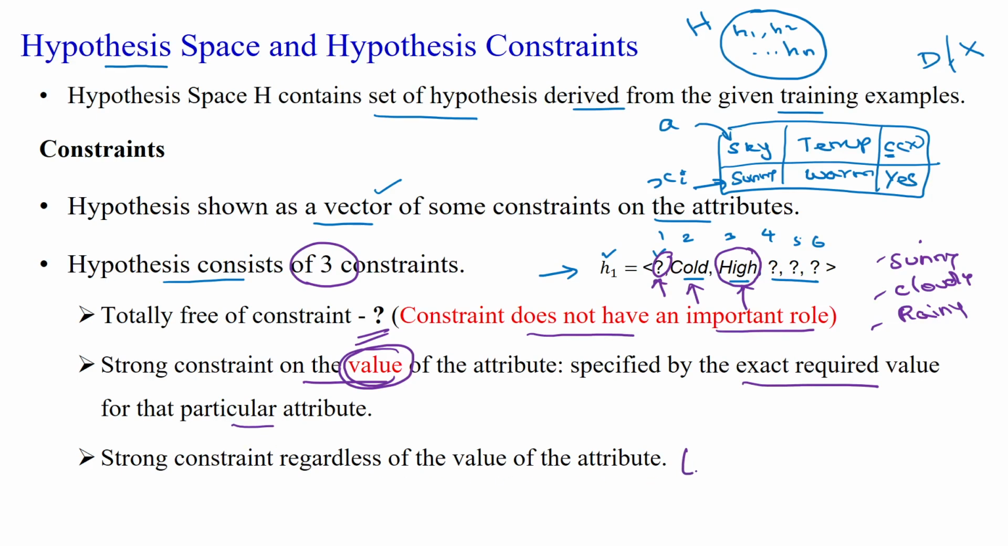Then we will use null, which is not at all caring about any value. That is, regardless of the value of the attribute, it is not at all considering any value, not accepting any value. So that is the null. Okay, not a theta, null. So the null symbol will be used, that is empty. So this is also one of the constraints. So totally, there are three types of hypothesis constraints available: question symbol, specific value, and null value.